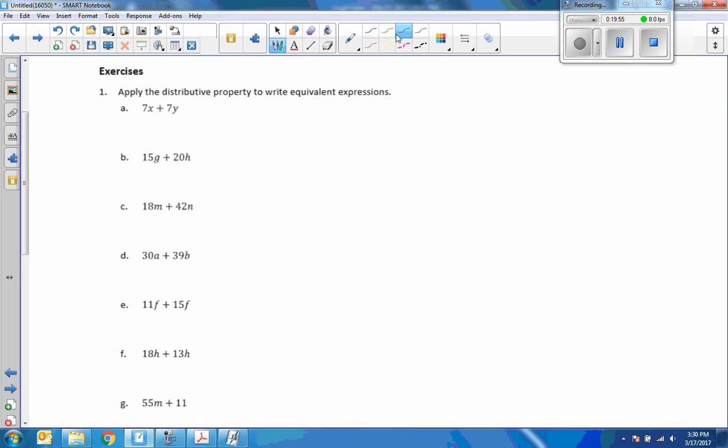Okay. So it says to apply the distributive property, rewriting the expressions. I have an x, I have a y, they're not common. I have a 7, I have a 7, they are common. That's my greatest common factor. That comes outside. 7x divided by 7 is x, plus 7y divided by 7 is 1. Next, 15g, 20h. I know I can take a 5 out. I'm not going to do factor trees anymore. 15 is 5 times 3, 20 is 5 times 4, so I can take a 5, leaving 3g plus 4h.